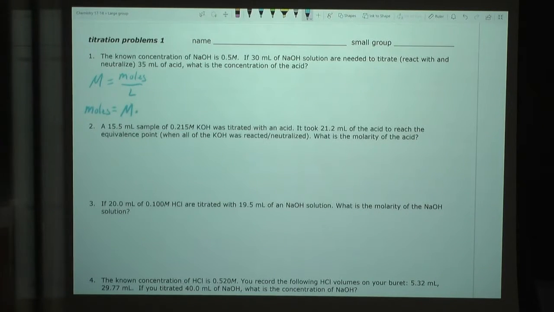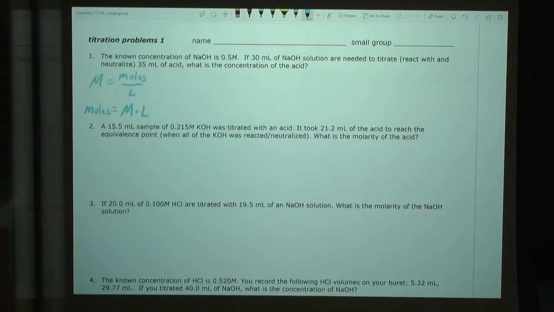Molarity times liters, or your molarity times your volume. I like to go with liters because molarity is moles per liter. So to find the moles of something, you take the molarity times the liters to find the number of moles.